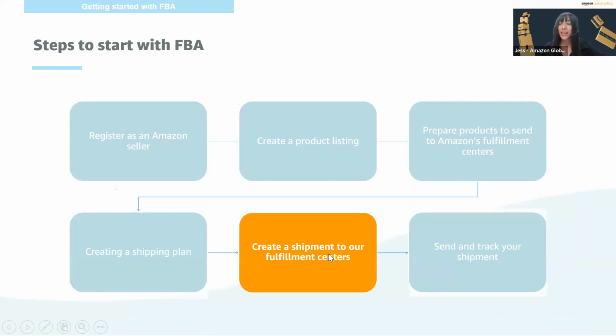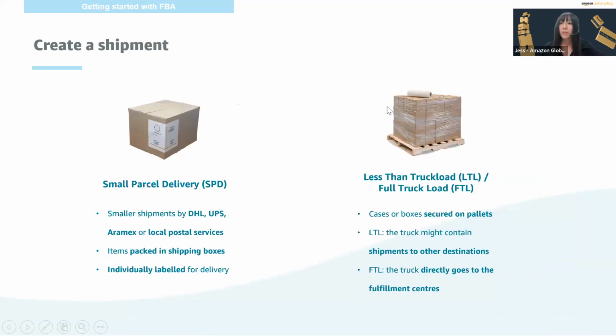All right, so after you have chosen inventory that you want to send to the fulfillment centers, you have to create a shipment by packing the final deliverable to be sent to the fulfillment centers. There are 2 types of shipments that you can send to the Amazon warehouse or what we call fulfillment centers. The first one is what we call a small parcel delivery or SPD, right? They are generally smaller shipments, and they are done by courier services such as DHL, UPS, Aramex, or your local postal services, right? These items are packed in shipping boxes and they're also individually labeled for delivery, like what you see here. So for example, let's say you're sending out 4 small parcels. So all 4 of them have to be labeled, right?